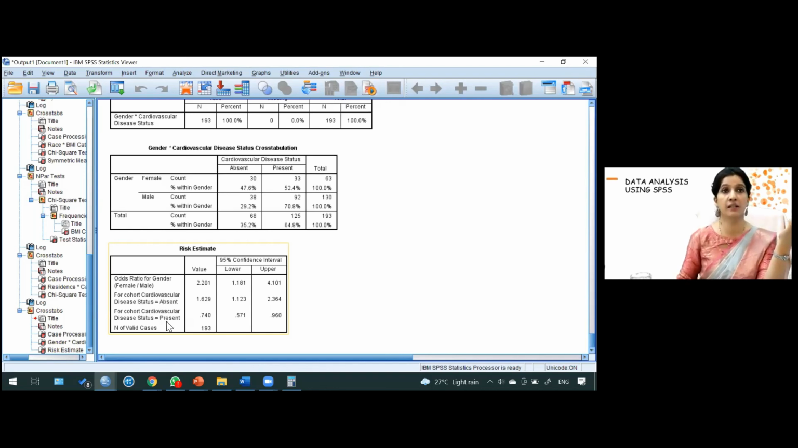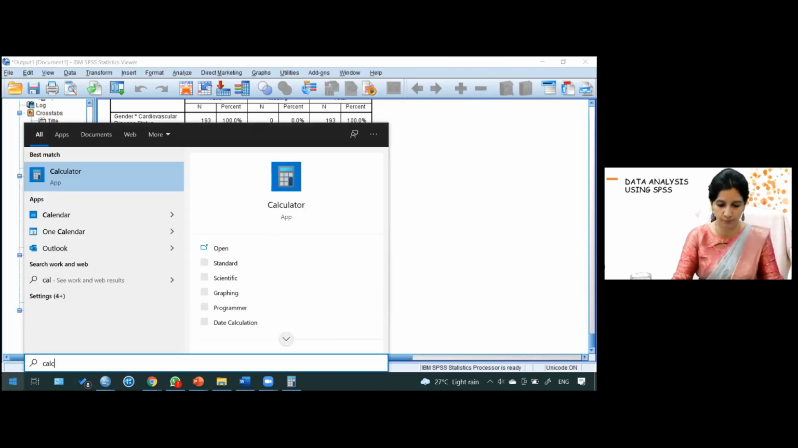So you can see here the relative risk takes the opposite coding into account. Means it tells you the risk with respect to the higher code. Means 0.74 is the relative risk of cardiovascular disease in females as compared to male. That's why it is less, 0.74. So if you want to calculate it for male, what you do, you divide 1 by 0.74. So if I am just opening a calculator here.